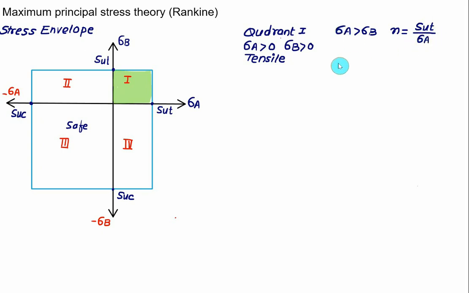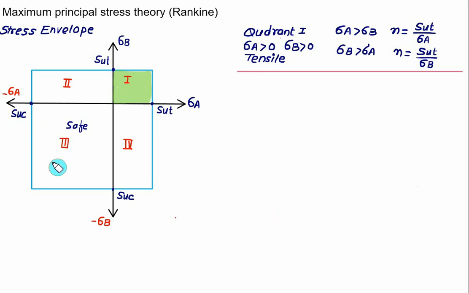And if the value of sigma B is greater than sigma A, in that case the maximum principal stress is sigma B, and since both limits are SUT, we can calculate the factor of safety N equal to SUT divided by the maximum value of principal stress, that is equal to sigma B. So both times here SUT comes because both the boundary conditions are represented by SUT. Now first of all we'll go to quadrant 3 here.